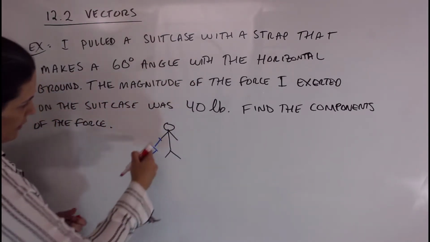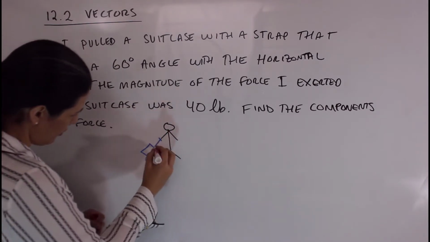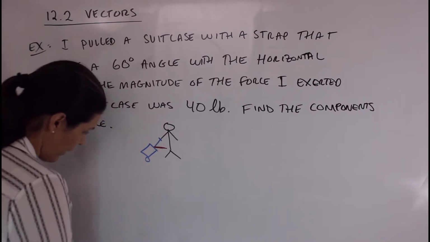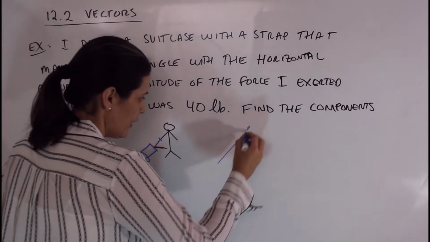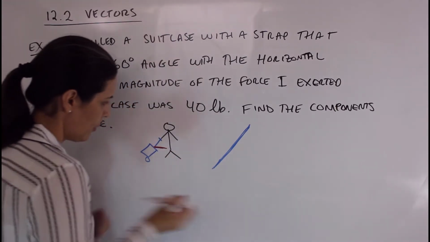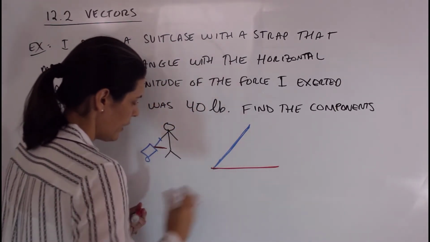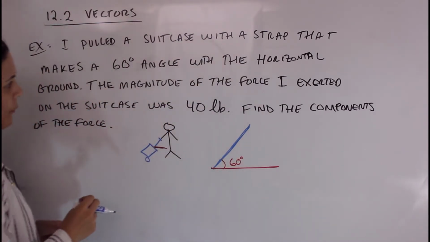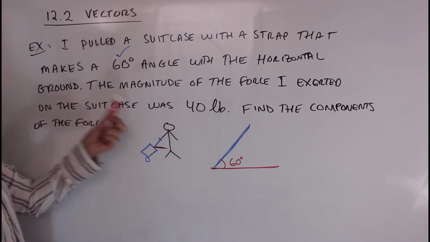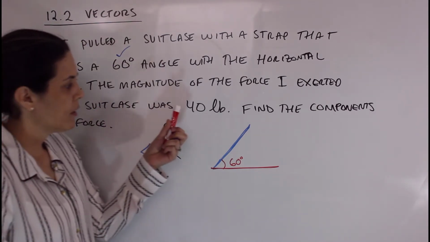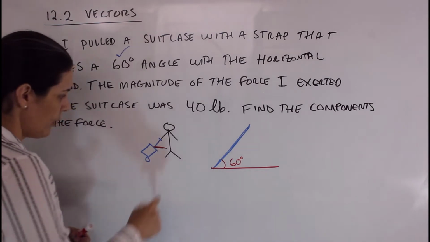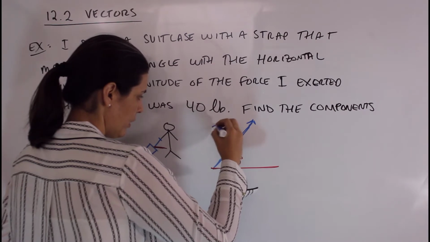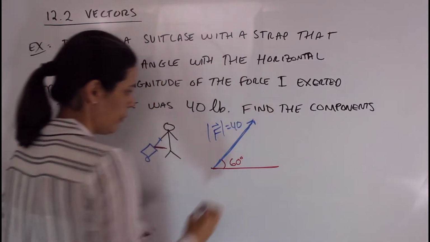I zoomed in too much here. I'll make the image bigger in a second. But this angle with the horizontal is right there. So let me zoom out. We have the strap right there. The angle formed with the horizontal ground is right here, which is 60 degrees. Okay, now that's this part. The magnitude of the force I exerted was 40 pounds. So that's actually this part right here. The magnitude of this force is 40 pounds.